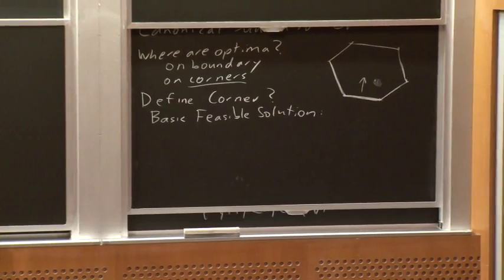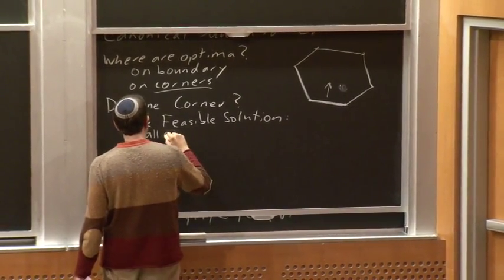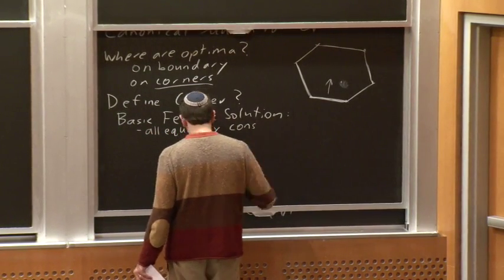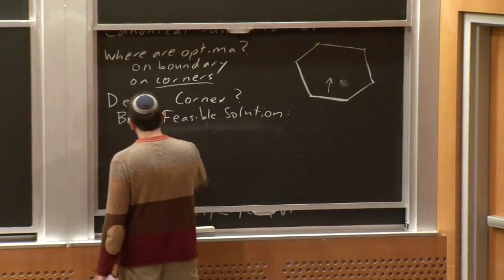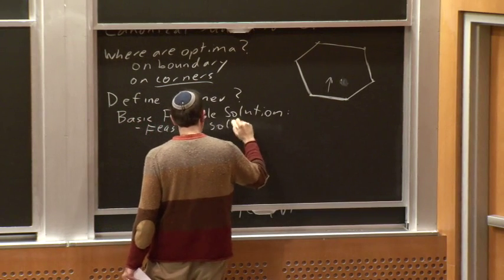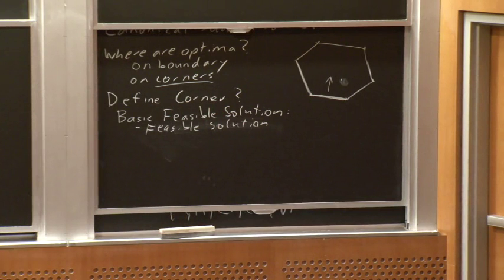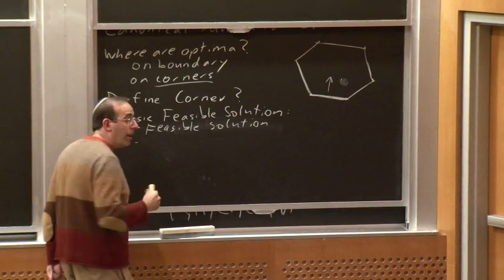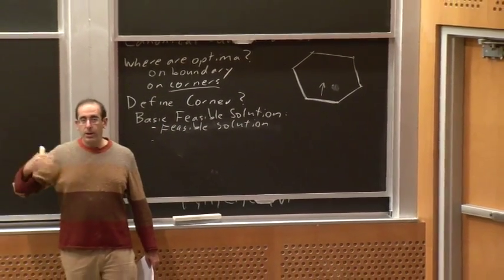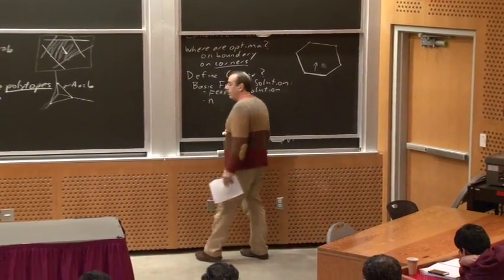If you're given a linear program, a basic feasible solution is defined to be one where all the equality constraints are met. Actually, let me put it this way. A basic feasible solution is a feasible solution. Right? So that means, well, it means what it says. In particular, it means all the equality constraints are met exactly, and for all of the inequality constraints, the point is on the proper side of the inequality. Also, n constraints are tight.